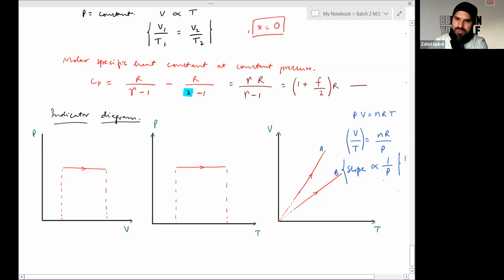Atvika, just tell me which of these two curves has more slope, or a greater slope? A or B? Slope simply defines the inclination. So you can say A is inclined at a greater angle as compared to B. So the slope of A is greater as compared to B. And since slope is inversely proportional to pressure, we can say pressure at B is greater as compared to A.